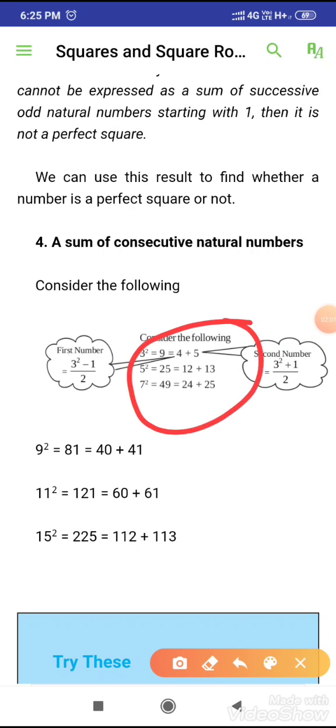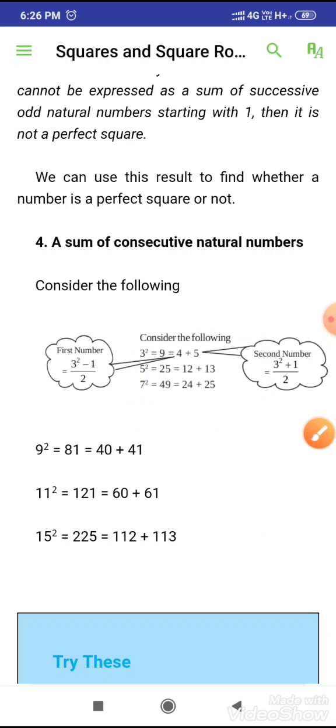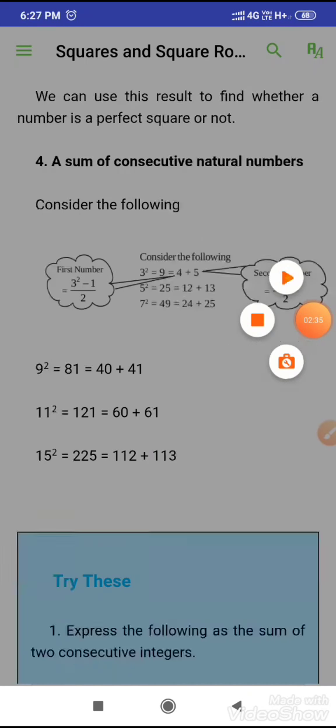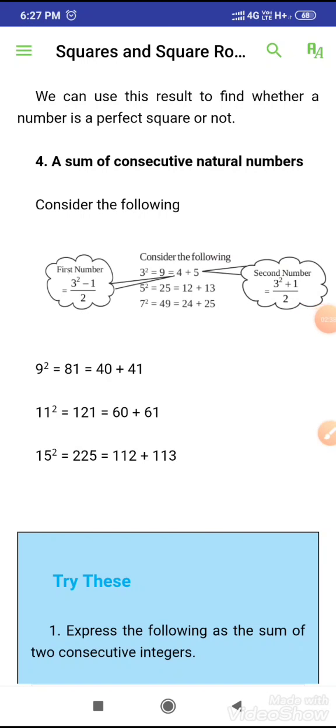Consider the following situation. Here 3 square is 9 and we can write 9 as the sum of 4 and 5. 5 square is 25 and we can write 25 as the sum of 12 and 13. 7 square is 49 and we can write 49 as the sum of 24 and 25. Now the question arises, how can you find out these consecutive numbers whose sum gives us a perfect square number?